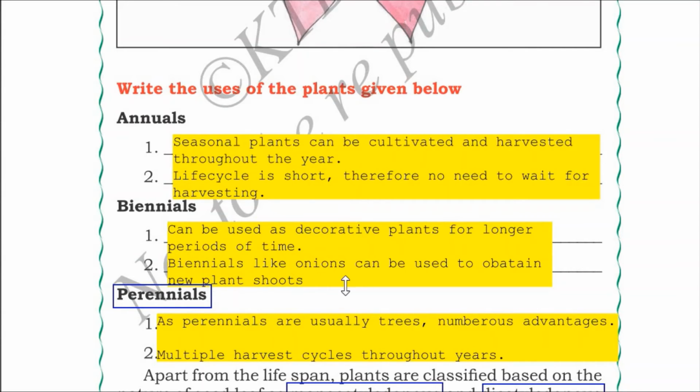Biennial plants like onions can be used to obtain new plant shoots. Once we have gotten the onion from the onion plant, we can still allow the mature plant to grow to help us get new shoots to plant and grow new onion plants. So these are another use of biennial plants.